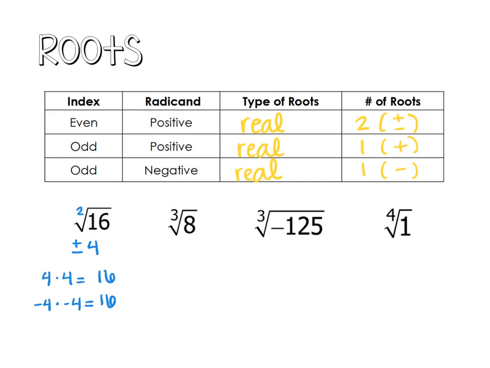Now looking at the next one, I've got an odd index and a positive radicand. So it's only going to have 1 root and it's going to have to be positive. So I know that the cube root of 8 is 2. And it has to be positive 2, because positive 2 times positive 2 times positive 2 is positive 8. But negative 2 times negative 2 times negative 2 is negative 8. So that one won't work. And now I want you to try those other ones on your own.